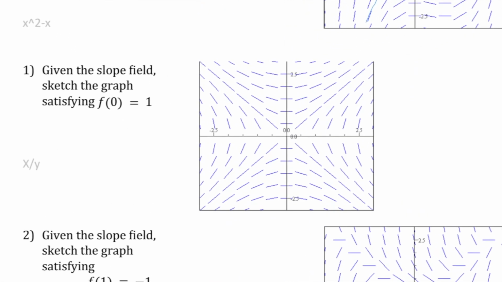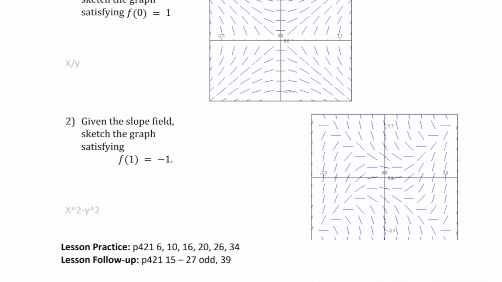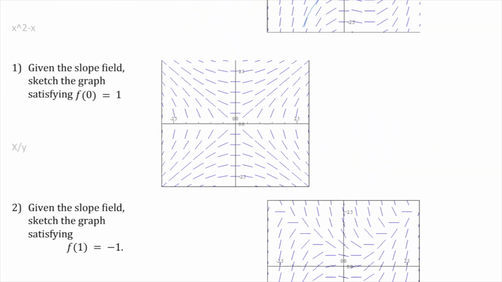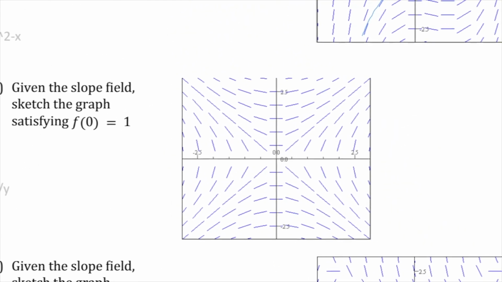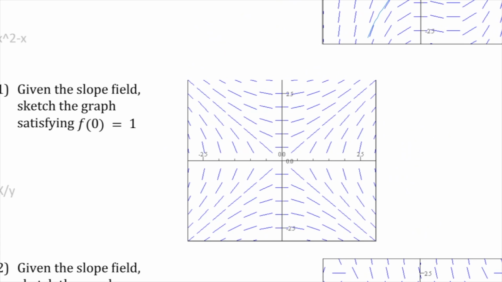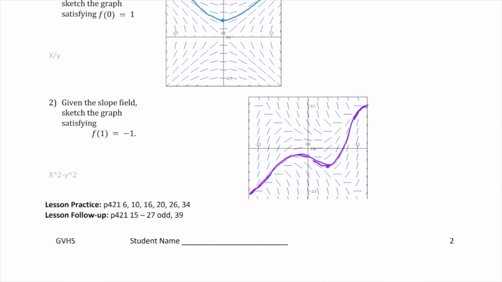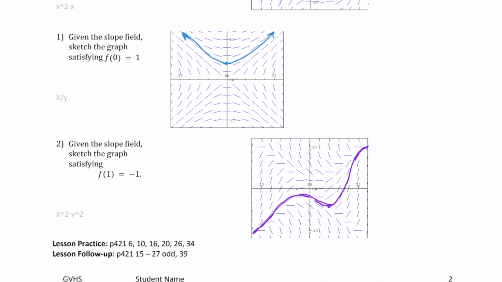So for question number 1, given your slope field, sketch your graph. Number 2, sketch your graph, and then you'll be able to work on the lesson practice. So please sketch your graphs and then compare them to what I've drawn. Take a look at your work. Make certain you are once again starting at the correct values for each of your graphs.